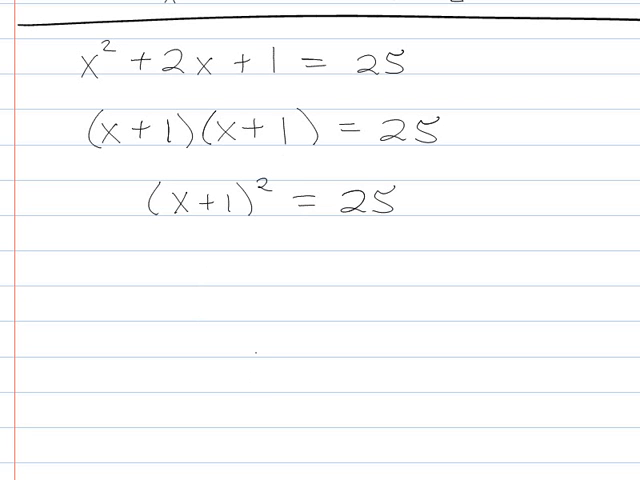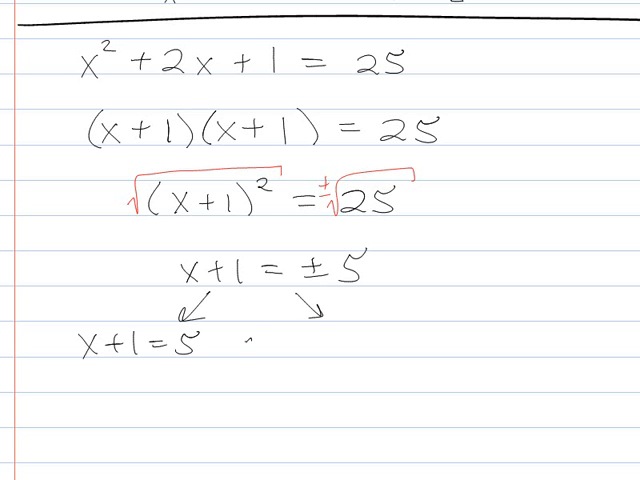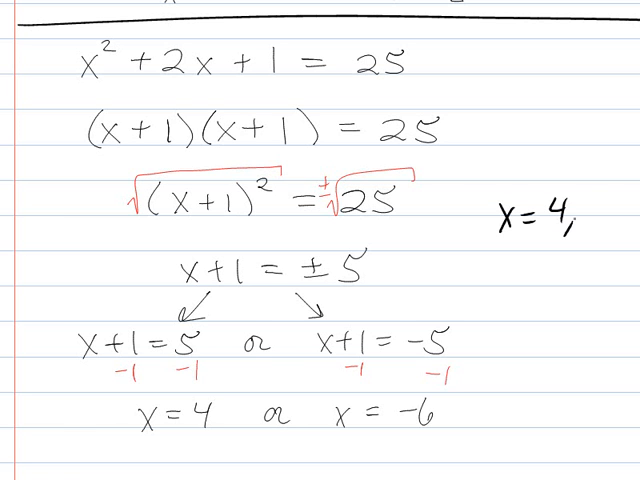You see now where we're going with this? Maybe? Maybe not. Take the square root of both sides, add my plus or minus out front, x plus 1 equals plus or minus the square root of 25, which is 5. And again, we'll break it up. x plus 1 equals 5. x plus 1 equals minus 5. Minus 1, minus 1, minus 1, minus 1. So I have that x can be equal to 4 or negative 6. Okay.